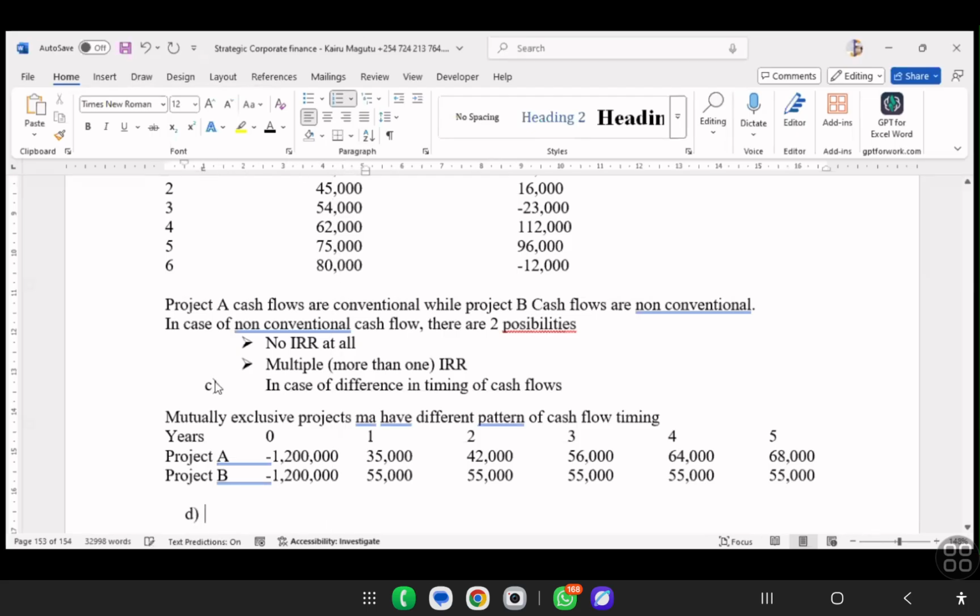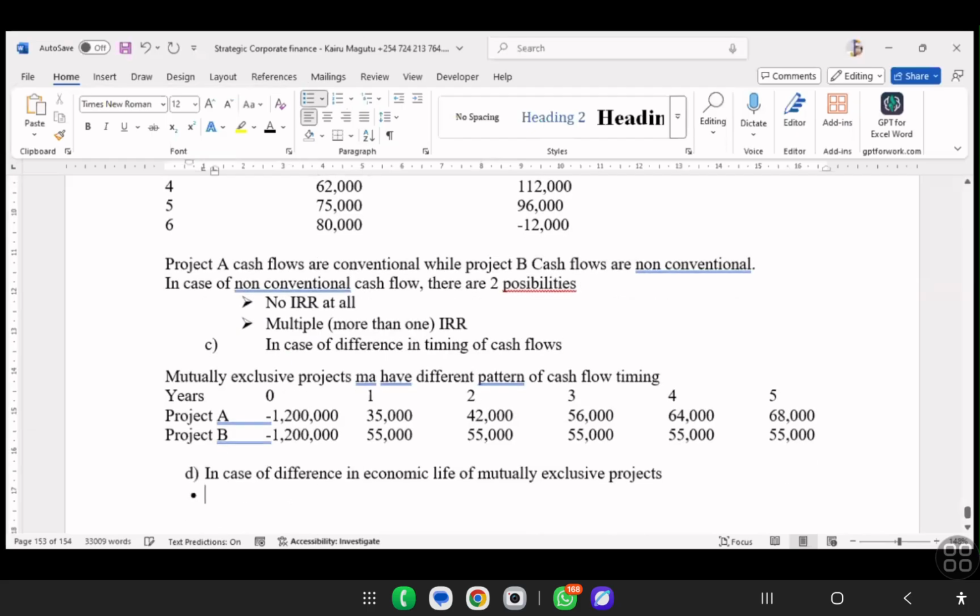life of mutually exclusive projects. In case of difference in economic lives of mutually exclusive projects, you have one project with 5 years of economic life, the other one has 10 years. The life is different.